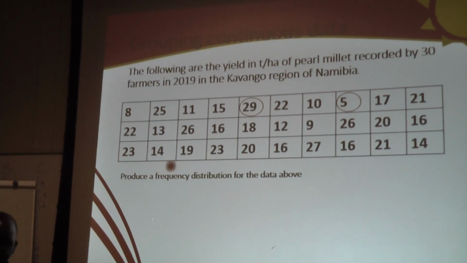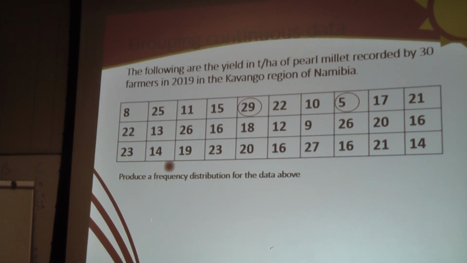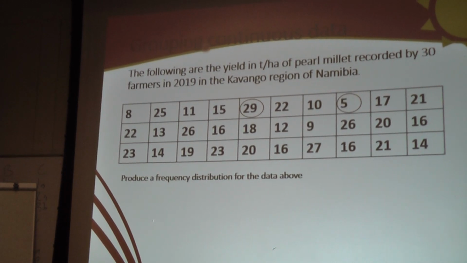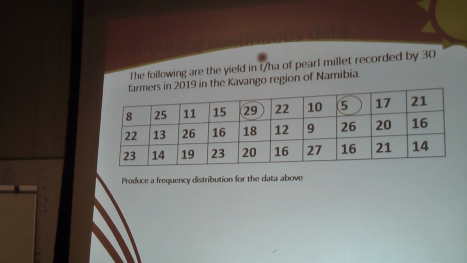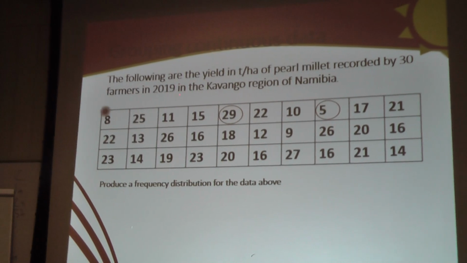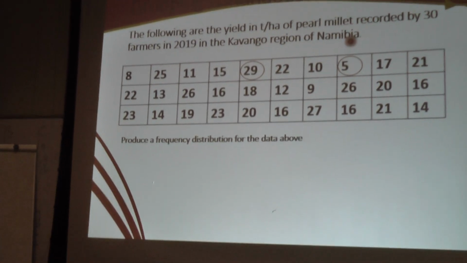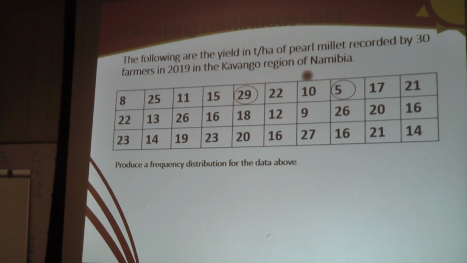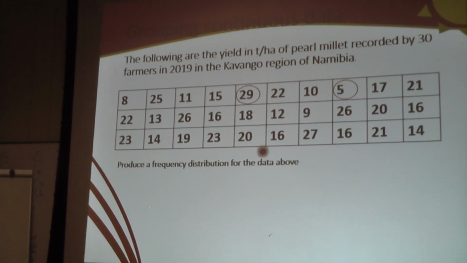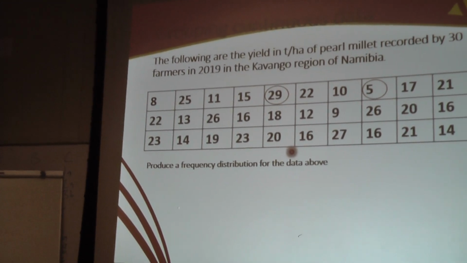Remember, we have covered the part on qualitative variables, but more importantly is also the ability to group continuous data into a frequency distribution table. Now what we have here is data on yield in tons per hectare of pearl millet recorded by 30 farmers in 2019 in the Kavango region of Namibia. If you look at this table, it is very difficult to make any meaningful decision because the data is haphazard. It does not show any pattern, so you need to categorize this data into a frequency distribution table.